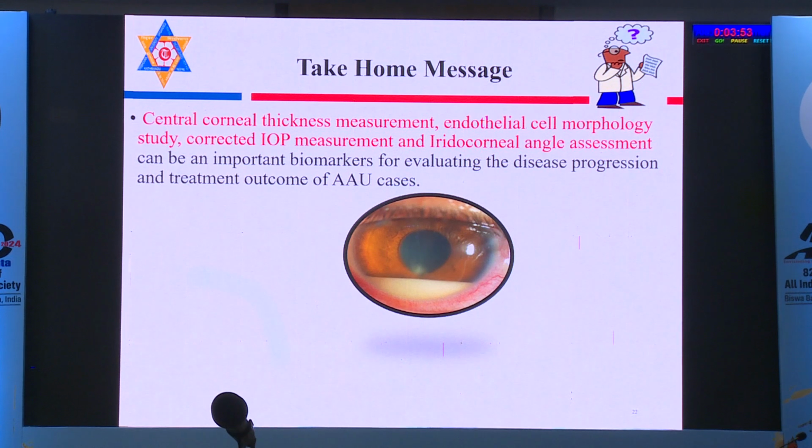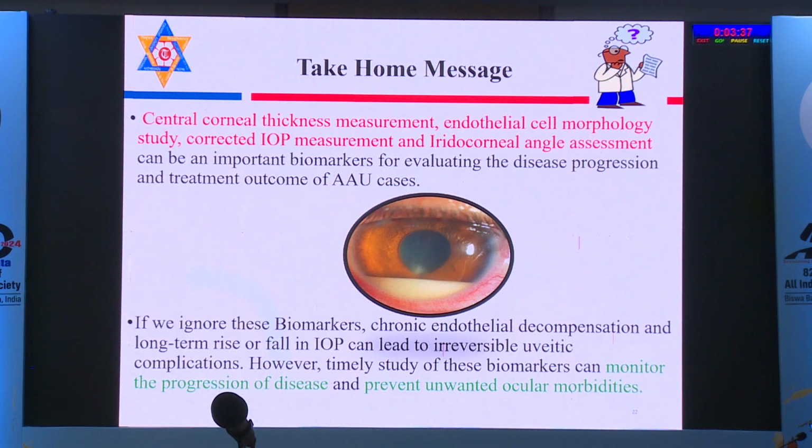So my take-home message is that central corneal thickness measurement, the endothelial cell morphology study, and the corrected IOP measurement, along with the iridocorneal angle assessment, can be important biomarkers for evaluating the disease progression and treatment outcome in cases of acute anterior uveitis. If we ignore these biomarkers, chronic endothelial decompensation and long-term rise or fall of pressure can lead to irreversible uveitic complications. However, timely study of these biomarkers can monitor the progression of disease and prevent untoward ocular morbidities.